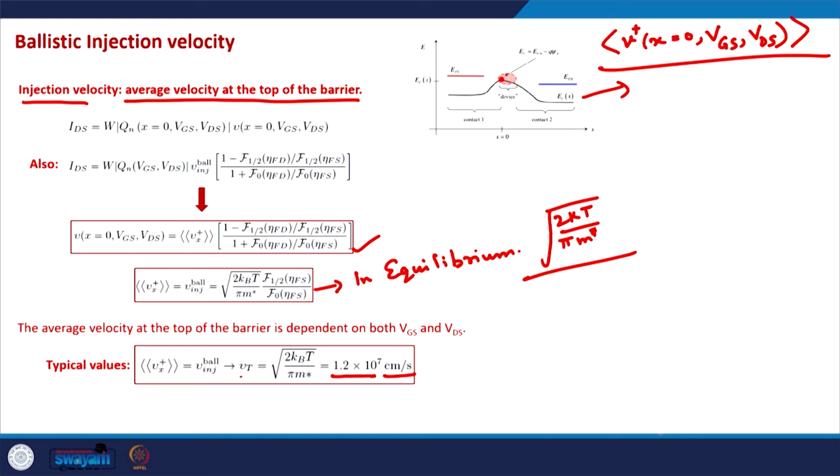This is quite a high velocity, and generally the velocity saturates in MOSFETs, and one of the reasons for velocity saturation is the scattering in the MOSFET. Typically in long channel MOSFETs, the velocity depends on the electric field in a linear way. As the electric field increases, the velocity increases, but after a certain electric field, because of the increased collisions, the velocity saturates. But the velocity also saturates in this case as well.